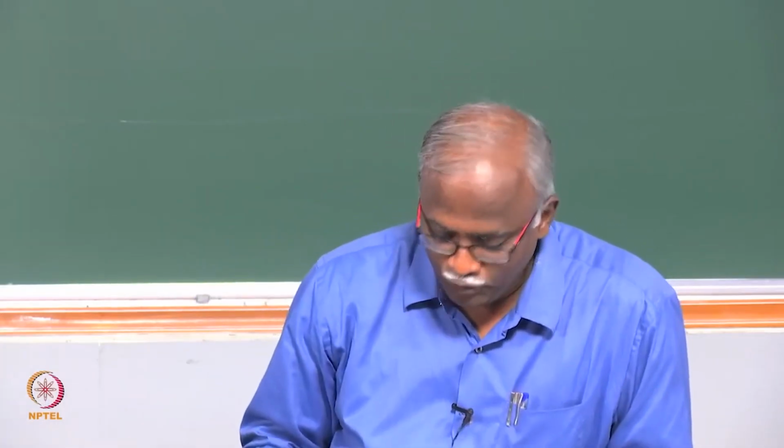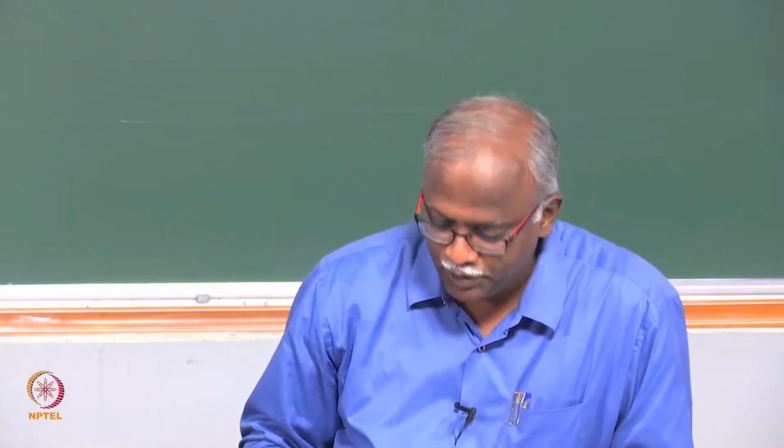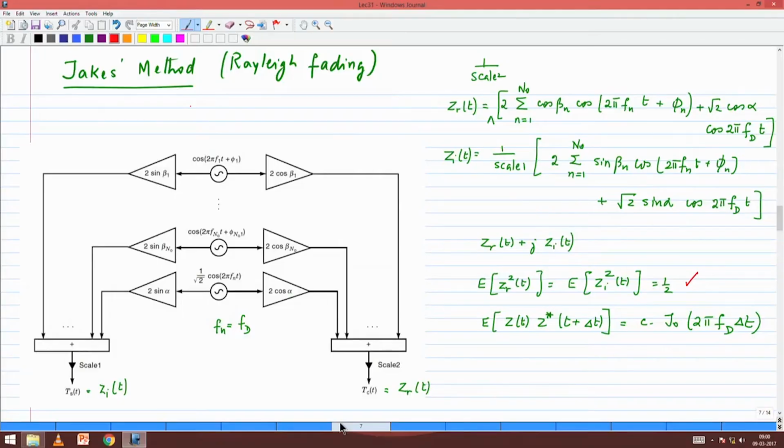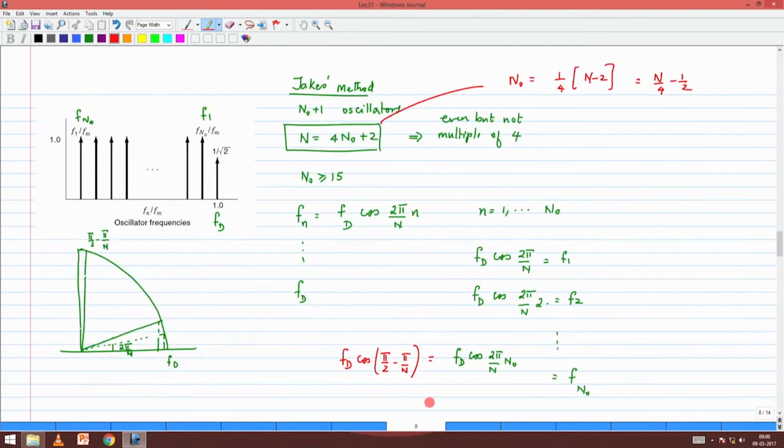Before we get into that, let us review the concept of Jake's method. Jake's method uses a set of n0 plus 1 oscillators. The relationship between n0 and N is given. N is an even number but not a multiple of 4. You've got a set of n0 plus 1 oscillators and the frequencies of the different oscillators are given. It's a very deterministic set.